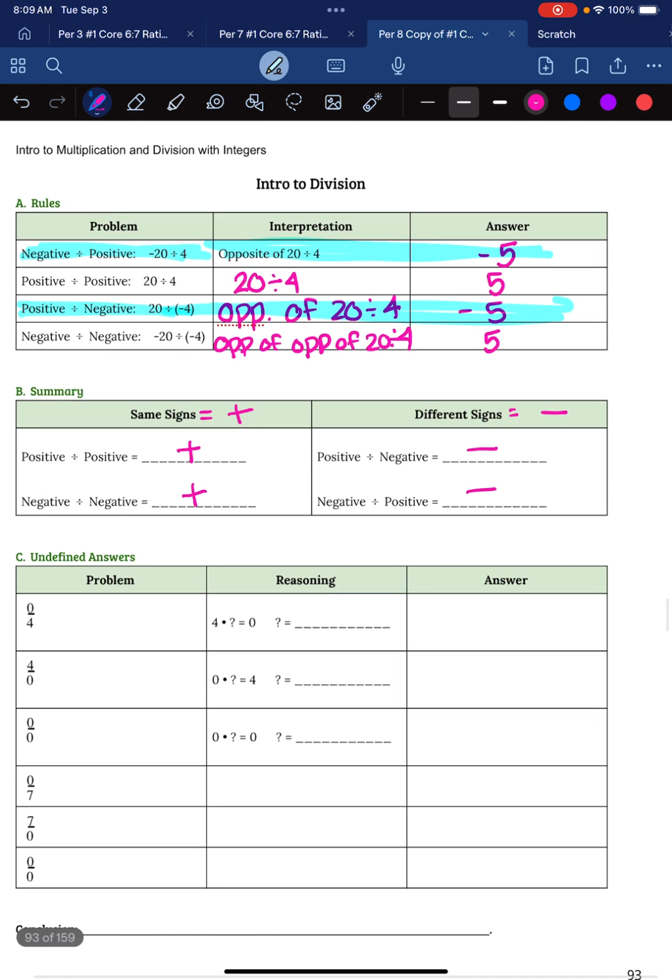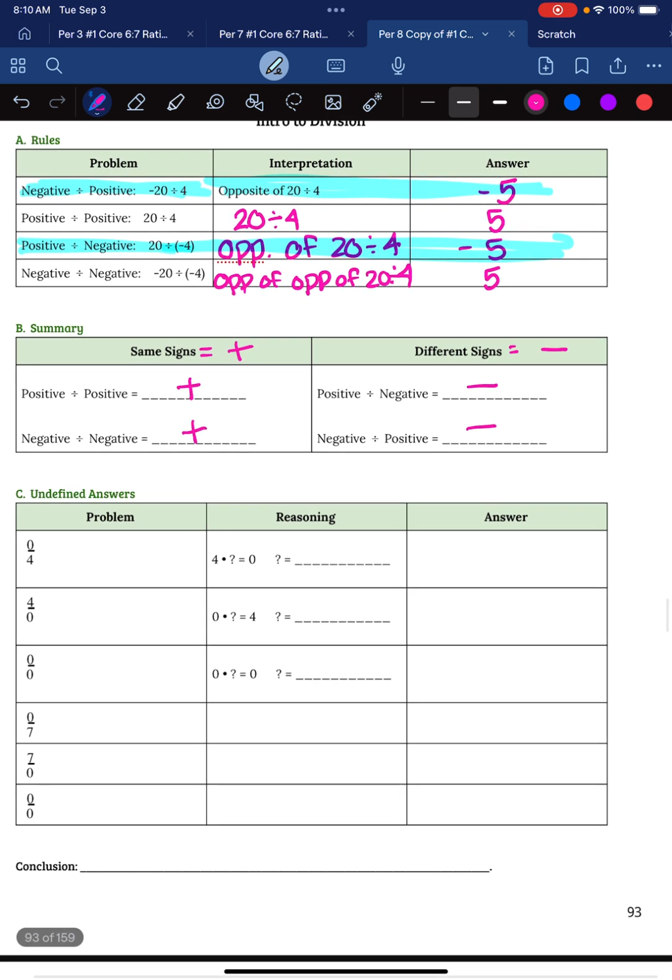So the rules for multiplication and division are exactly the same, much less complicated than the addition and subtraction rules as well. If they're same sign, it's positive. If they're different signs, it's negative. And that's it. I am going to show you a special case, and that has to do with undefined answers.